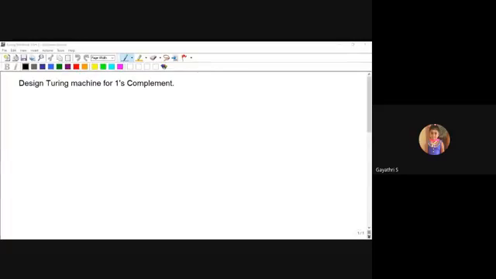So I'm going to design a Turing machine for one's complement. The concept or logic is very simple. That is, 1 is converted into 0 and 0 is converted into 1. While you are reaching the blank symbol, don't make any operation. This is the termination point. See one more thing.